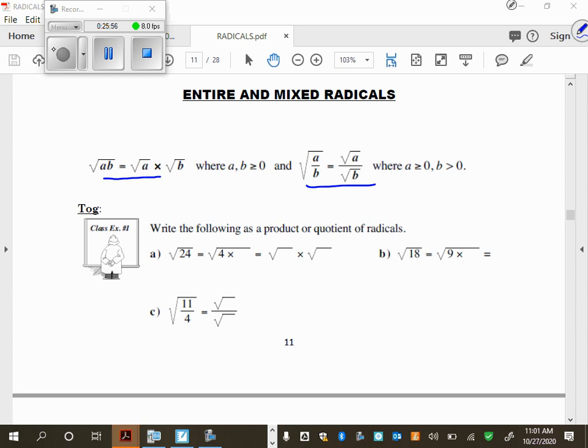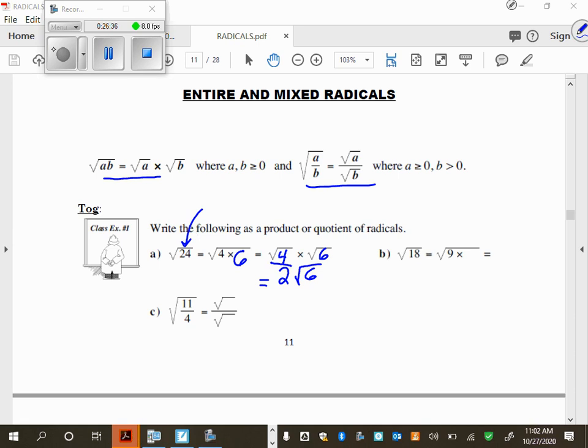So let's go here at radical 24. We can break it up into the question: radical 4 times what? What 4 times what equals 24? 6. Let's break that up into the square root of 4 times the square root of 6. And why is that important? Because we're going to turn these entire radicals into mixed radicals. What did you say the square root of 4 was before you met me? The number 2. So you turn that into 2, and you keep the radical 6.